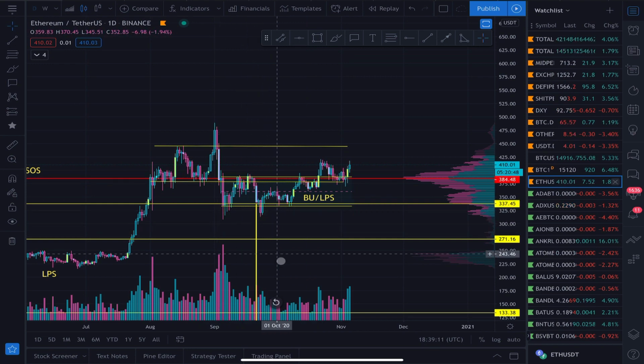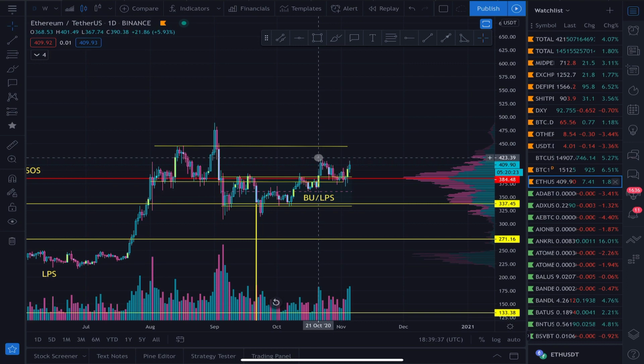You could see all of the absorption in the volume profile. We got a nice amount of absorption all the way into the spring. The spring looked like it was here, but honestly the absorption happened here at the bottom of the range, and then we started to trend up, a change of character to the upside. That came on increasing volume, increasing price, increasing volume. I think we're getting ready for a move here.